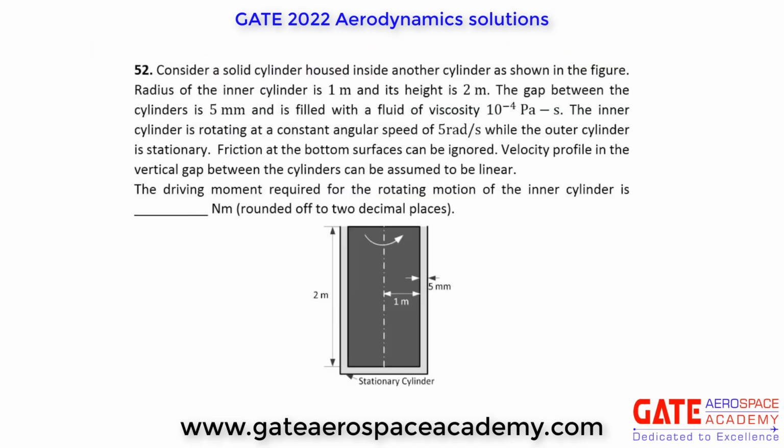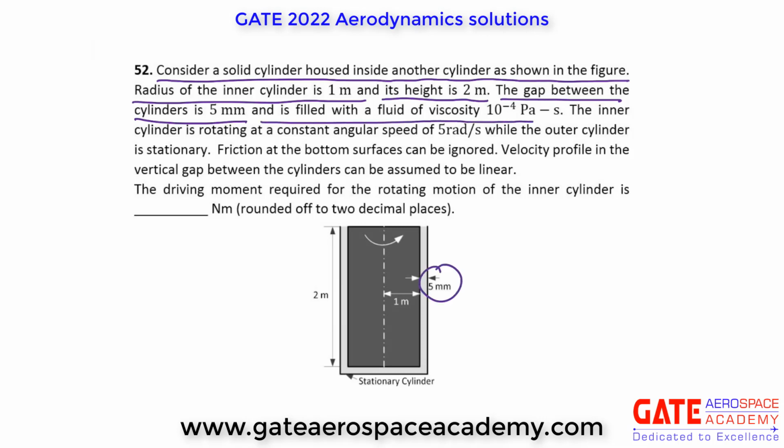Question number 52. Consider a solid cylinder housed inside another cylinder as shown in the figure. The radius of inner cylinder is 1 meter and its height is 2 meter. The gap between the cylinders is 5 mm. So this gap they have given, it is 5 mm, and it is filled with a fluid of viscosity 10 raised to power minus 4 Pascal second. The inner cylinder is rotating at a constant angular speed of 5 radian per second. So they have given omega, 5 radian per second.